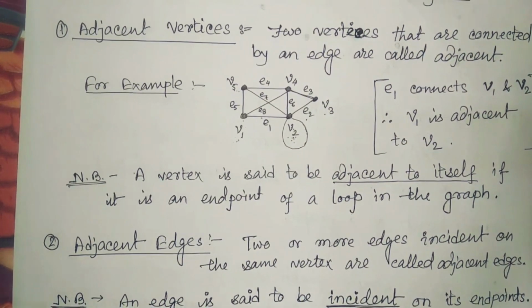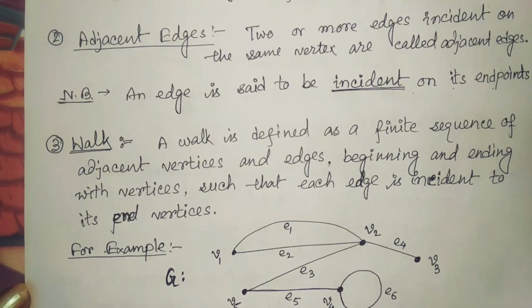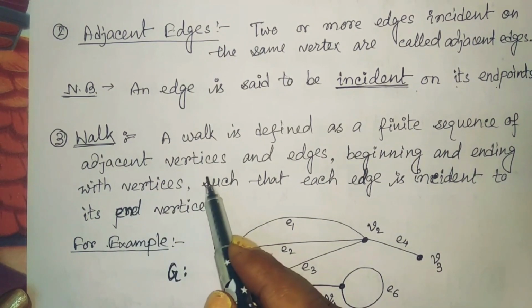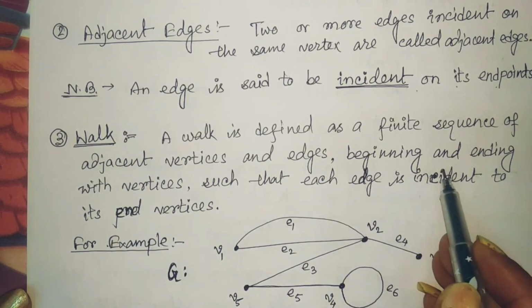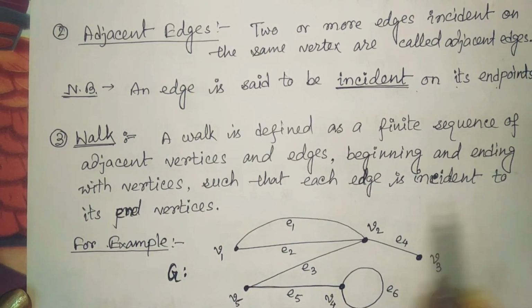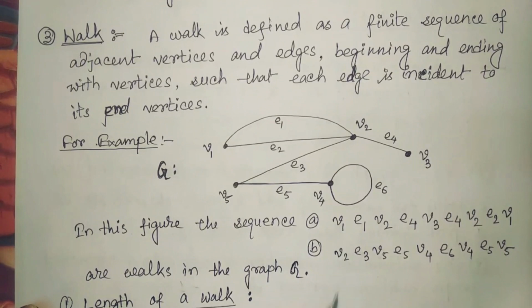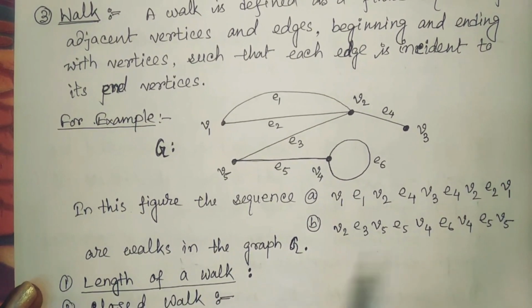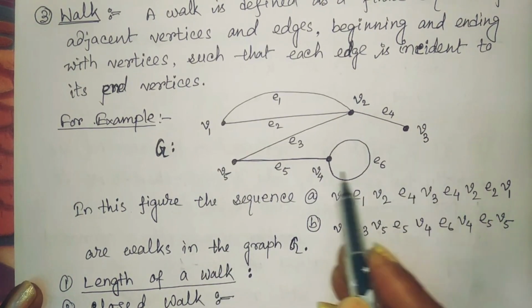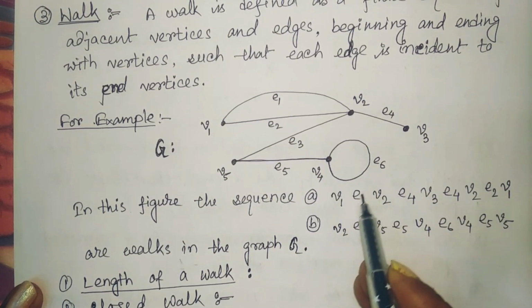These definitions are required to know what a walk is. A walk is defined as a finite sequence of adjacent vertices and edges, beginning and ending with vertices, such that each edge is incident to its end vertices. For example, this is a graph. Here a total of 5 vertices are given: V1, V2, V3, V4, V5. E1 and E2 are parallel edges and E6 is a self loop.